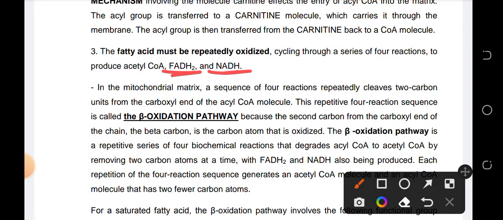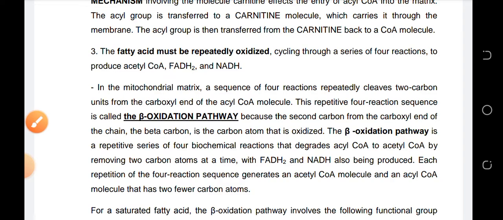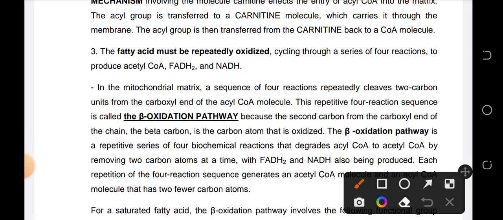Okay? Sorry. Which could enter, not the Krebs cycle, which could enter electron transport chain and oxidative phosphorylation for the production of ATP. Sorry for that. Okay, so in the mitochondrial matrix, a sequence of 4 reactions repeatedly cleaves, so break niya, para ma-produce yung 2 carbon atom units until the carboxyl end of the acyl molecule. Okay, so this repetitive 4 reactions sequence is called beta oxidation pathway.